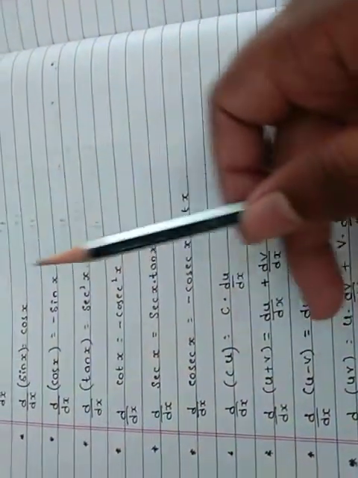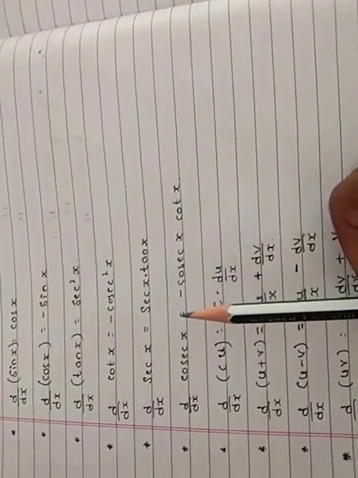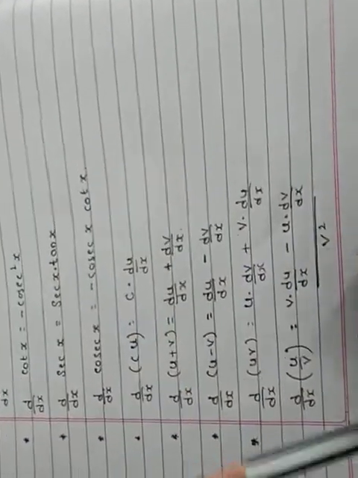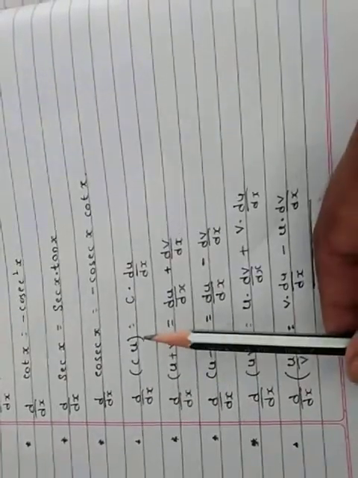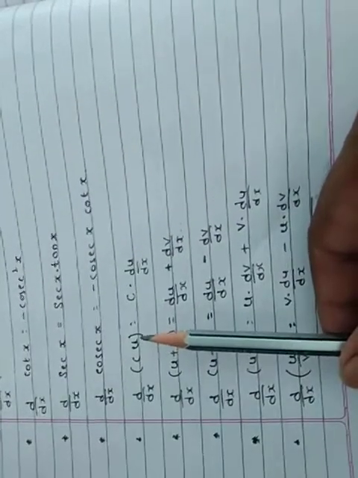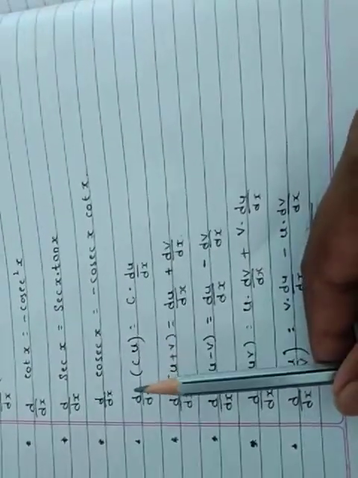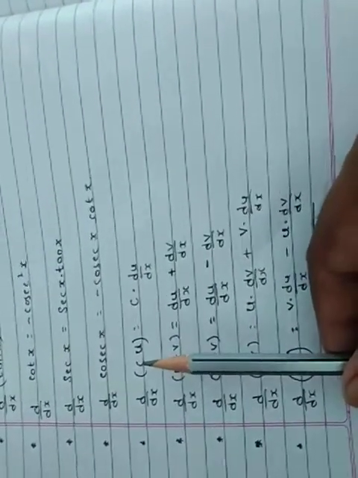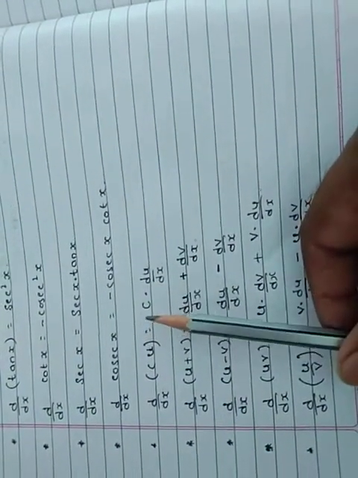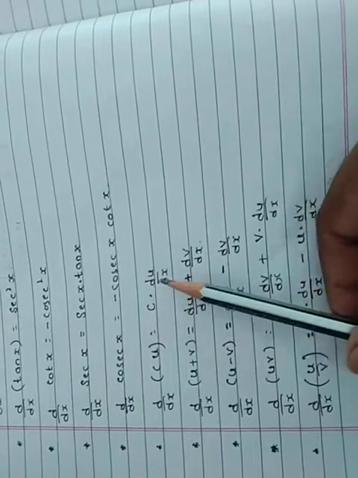These are the 6 trigonometric ratios. We are applying the differentiation with respect to x. Suppose we have a constant into some function, c into u. The differentiation of cu with respect to x is, c is the constant which moves out of the derivative, c into du by dx.